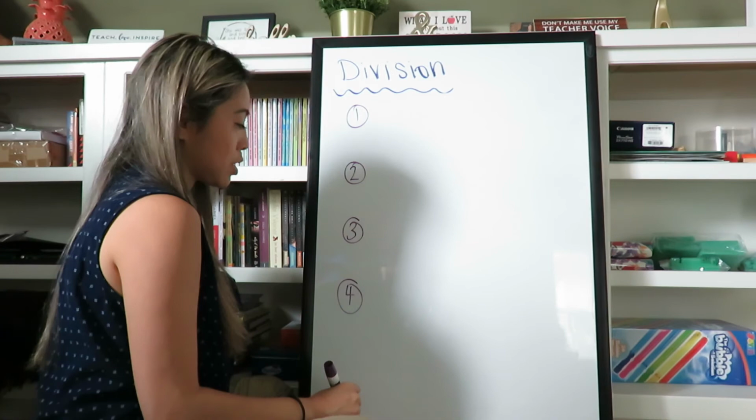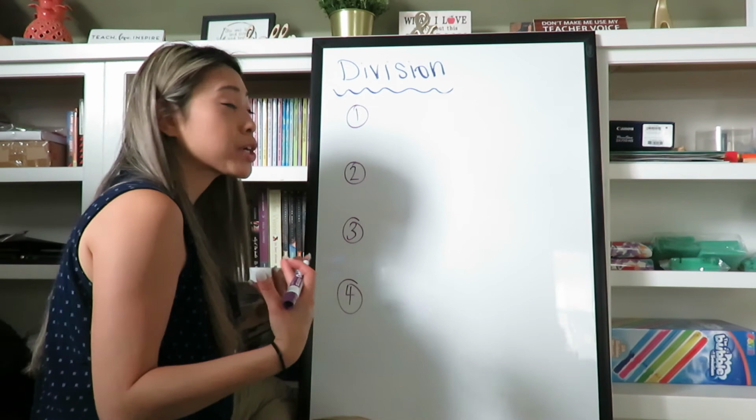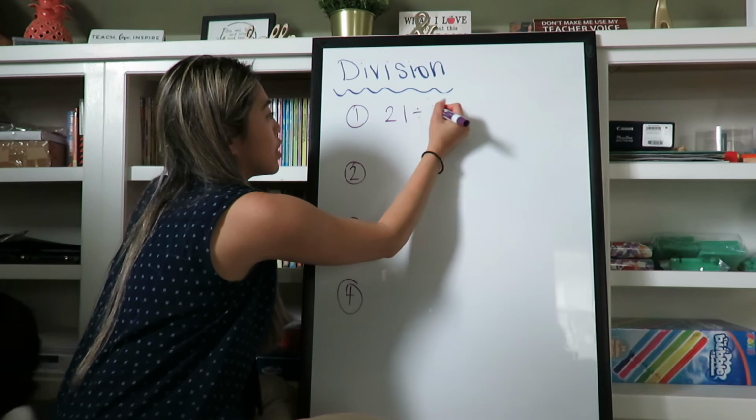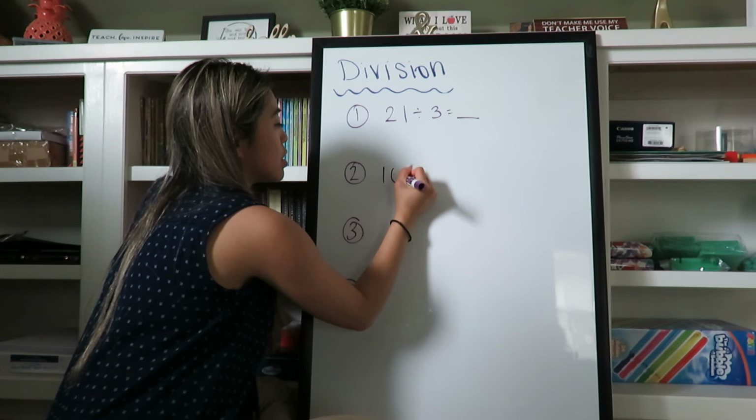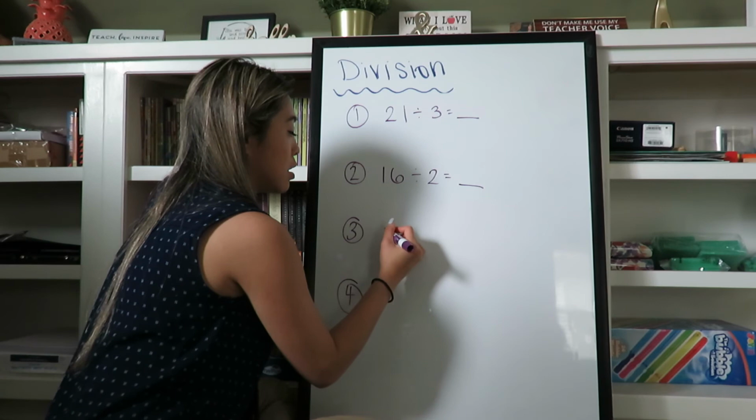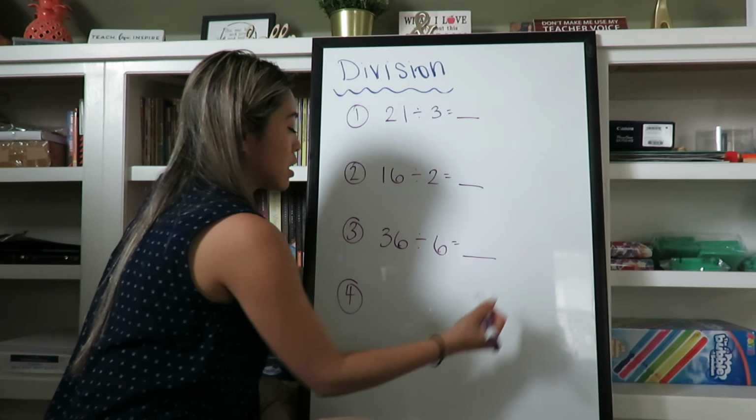So go ahead and write 1, 2, 3, 4 on your paper. I'm going to write the problems out and I want you to work on them. This will be your practice. So let's do 21 divided by 3. That's the first one. Let's do 16 divided by 2. Let's do 36 divided by 6 equals blank. 48 divided by 8 equals blank.